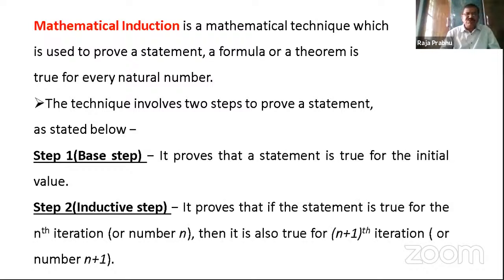And step 2 is known as the inductive step. It proves that if the statement is true for the nth iteration or nth term, then it is also true for the n plus 1th iteration or n plus 1th term. So these are the two main steps of proving any statement using mathematical induction. So here there is a principle for mathematical induction. Now let's see actually what that is.